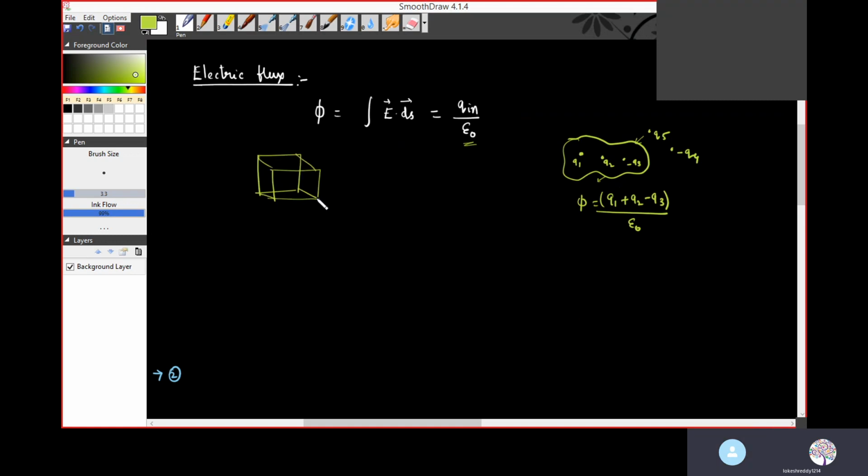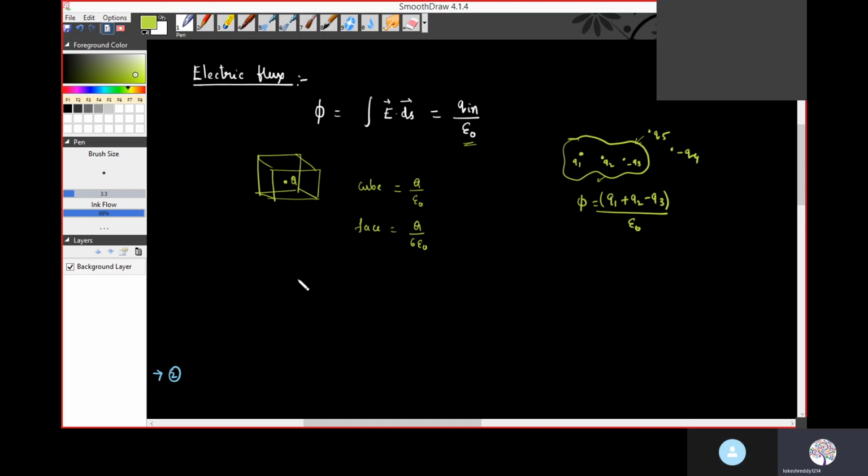You have a cube and a charge q is placed here. Then what is the total flux through the cube? Total flux through the cube is equal to q by epsilon naught. Now flux through one of the faces. How many faces does it have? Six faces: above one, below one, six faces. So the flux through a face is q by 6 epsilon naught.